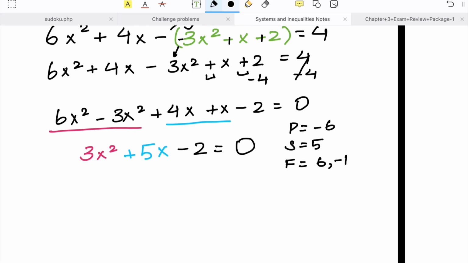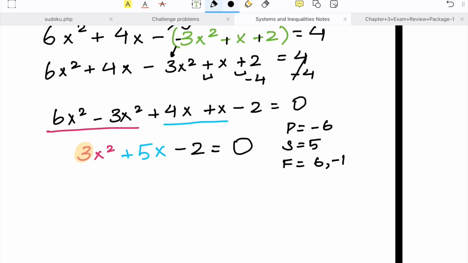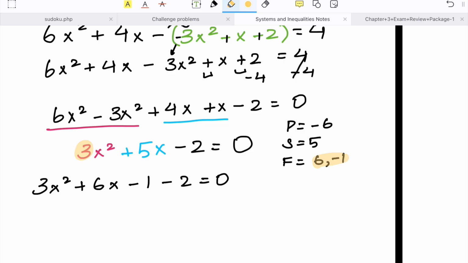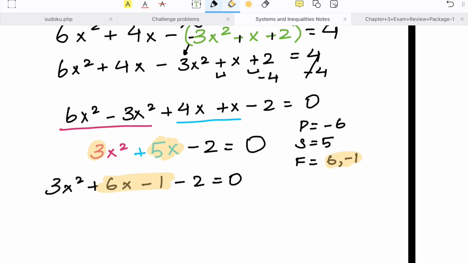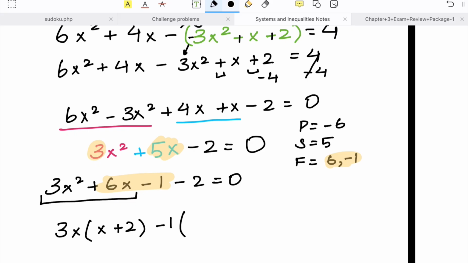So now my coefficient is not 1. That means I'll have to do this the long way, okay? So 3x squared plus 6x minus 1x minus 2 is equal to 0. So just use the factors over here to split my 5x, okay? Now I'll figure out what I can factor out from these two terms. 3x, right? x plus 2. Take the minus 1 out. I forgot the x here. I'm left with x plus 2 is equal to 0.